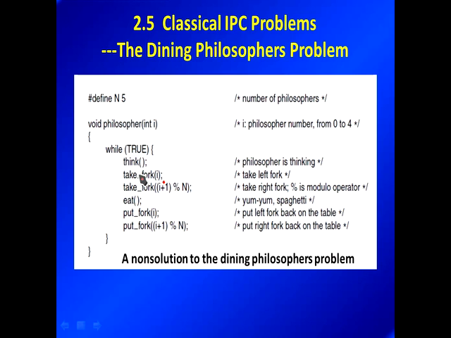When it takes the left fork, it needs to check if this fork is available. If it's not, it needs to block itself. It needs to use down operations to get this resource, right? So this is very simple. It is a very simple solution to solve this dining philosophers problem.